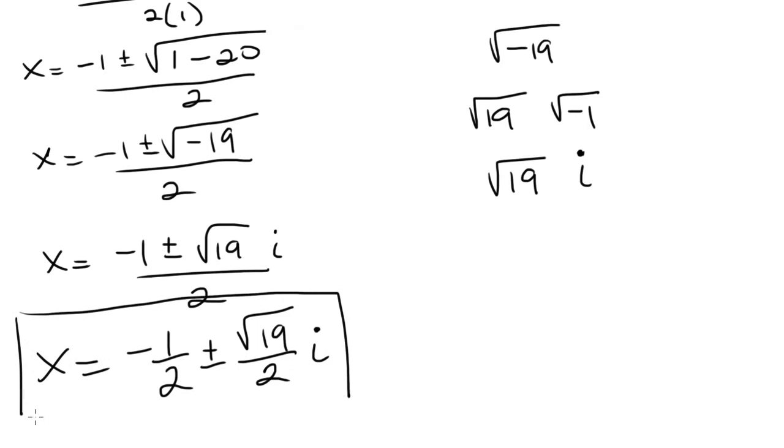Those are my two solutions there. Negative 1/2 plus the square root of 19 over 2 i. Negative 1/2 minus the square root of 19 over 2 i.